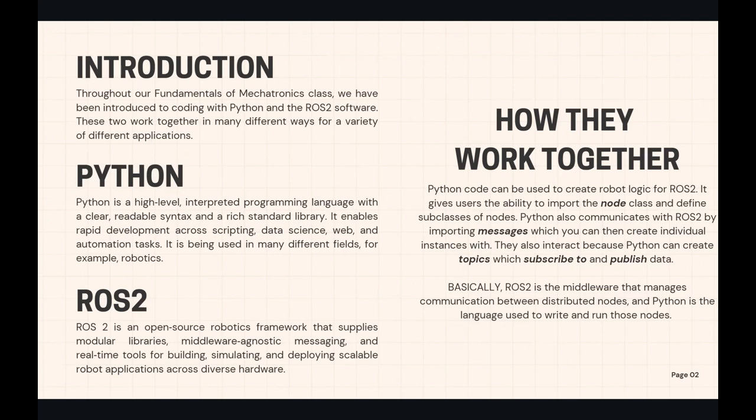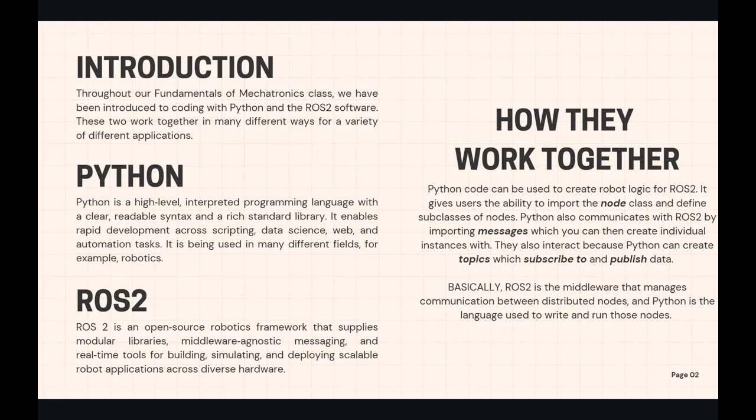During our class, we learned about Python, which is a high-level coding language that has been used all around the robotics industry because of its simplicity as well as its abilities with data science, AI, and automation. And ROS2 has been used across the industry because it's an open source platform where you can simulate and design robots based on physics in the real world.